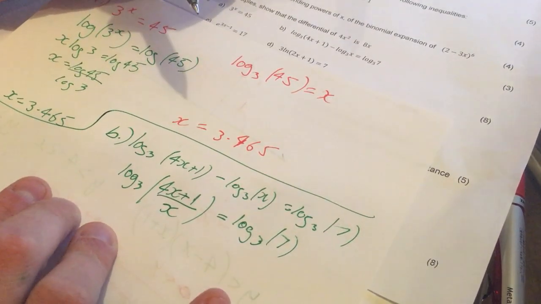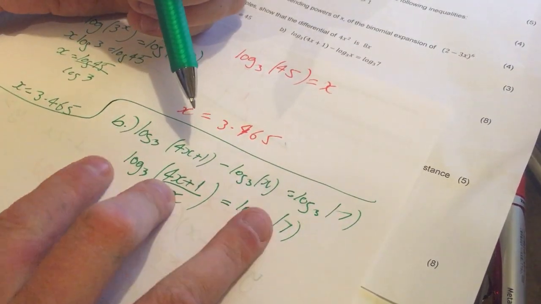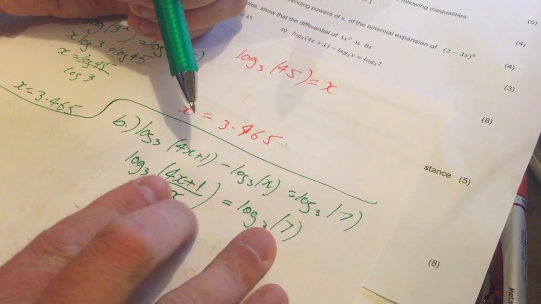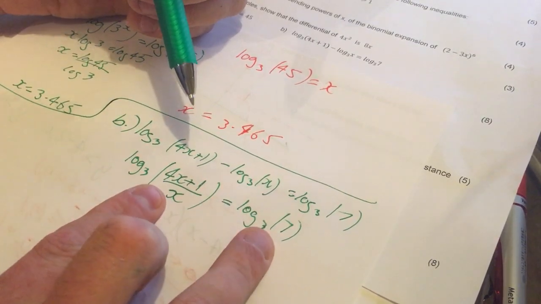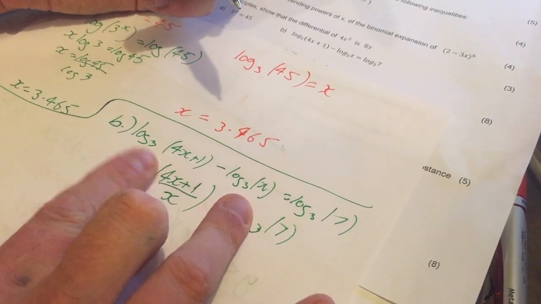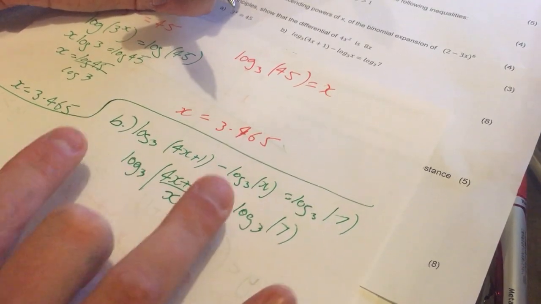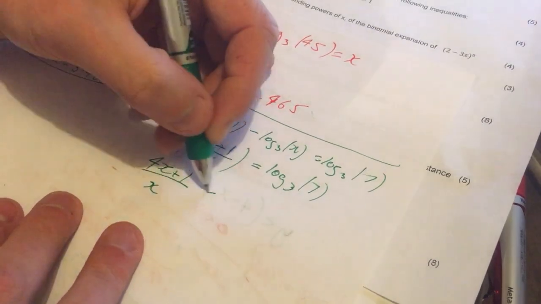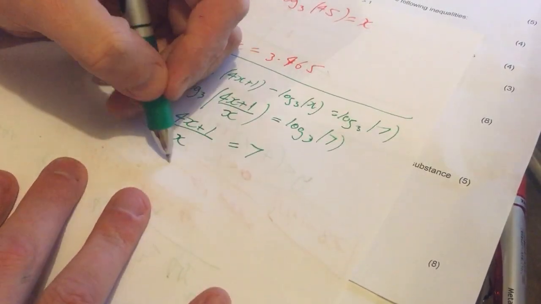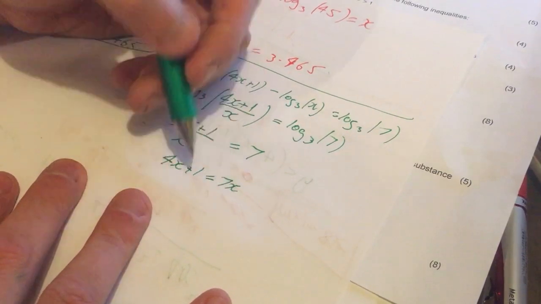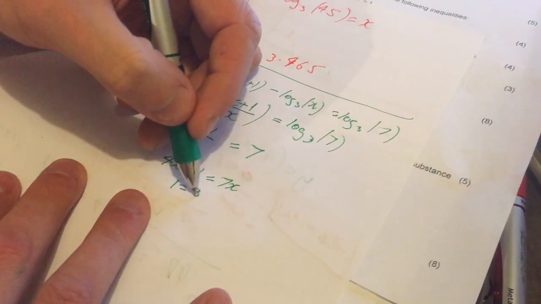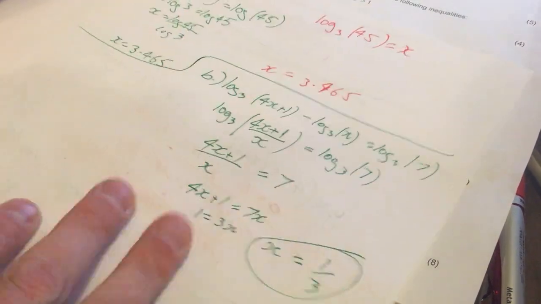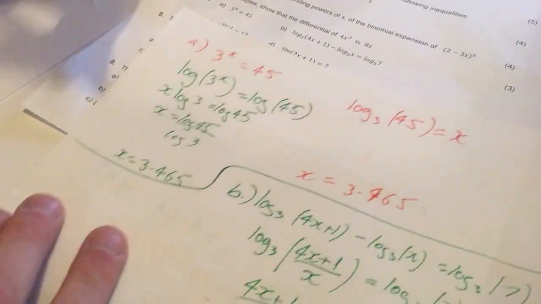Now, because a lot of people missed this: if you've got log of something equals log of something, and the base is the same, then for this to equal this, the things inside the logs must be equal. So we can effectively just cancel out the logs. We're definitely not dividing by logs, we're just unlogging each side. So we end up with 4x plus 1 over x equals 7. Times by x to get 4x plus 1 is 7x, take away 4x from each side, 1 equals 3x, so x equals 1 third. Cool, alright, on to part C.